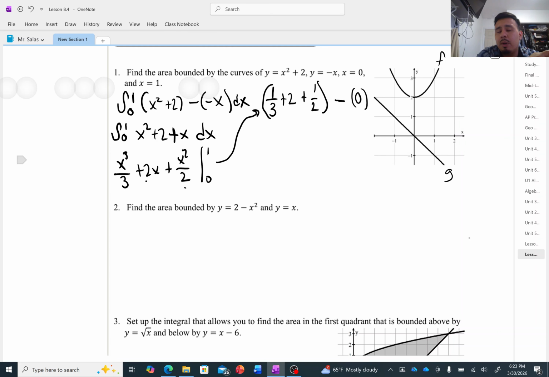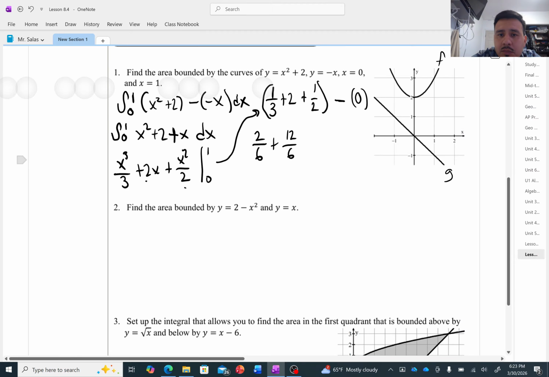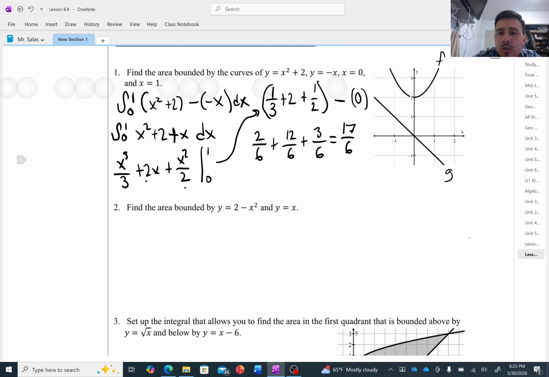So now I want to make everything in the same denominator. The greatest common factor is 6, because 3 times 2 will give me a 6. So I want to make everything in terms of a 6. I have to multiply the top by a 2. I have 2/6 plus 12/6 plus 3/6. I add that together and I get 17/6. So my area is 17/6 units squared. Boom. And that's the area underneath the curve between this interval.